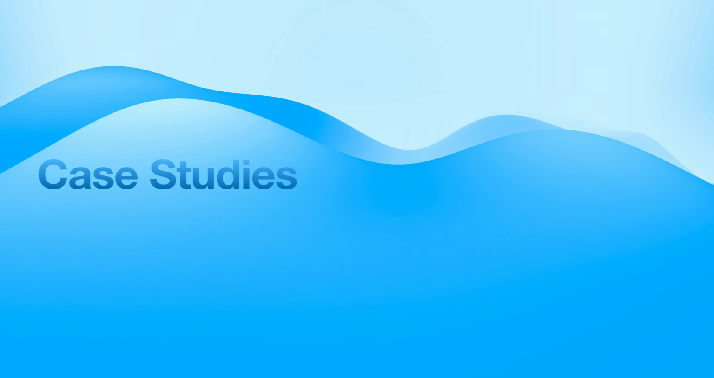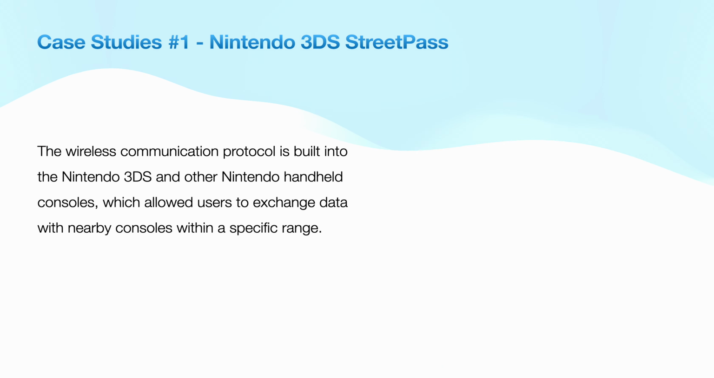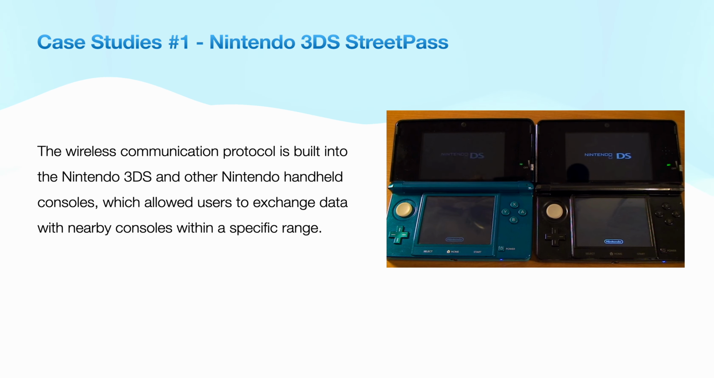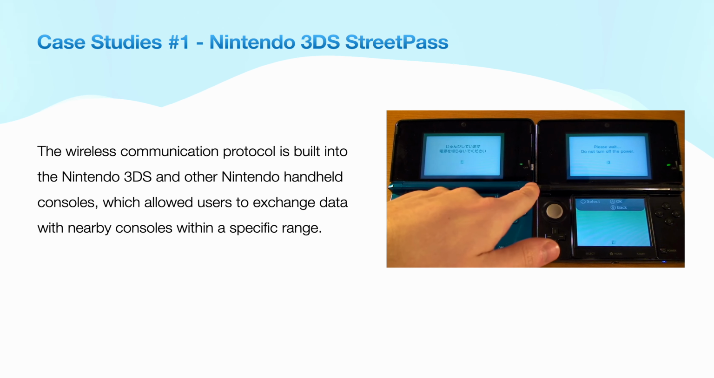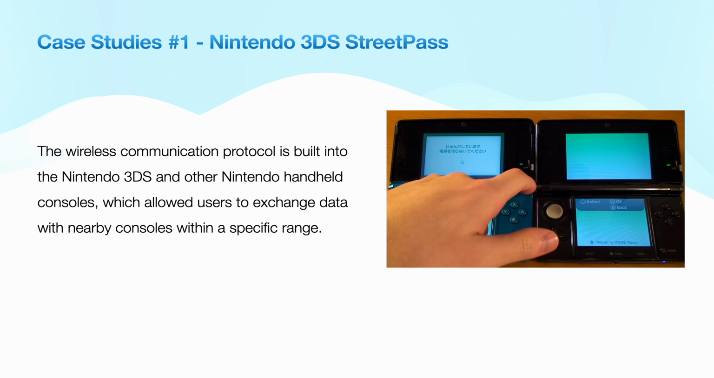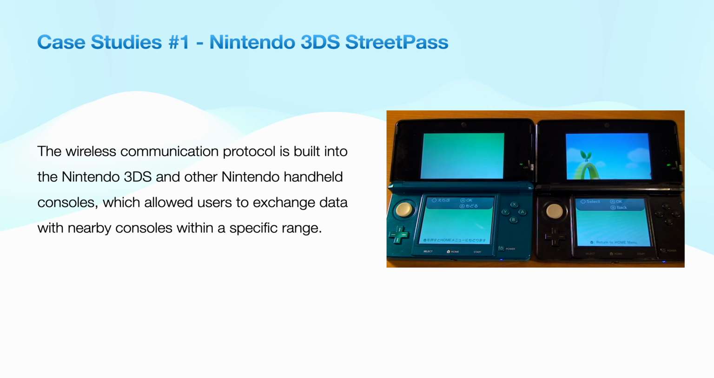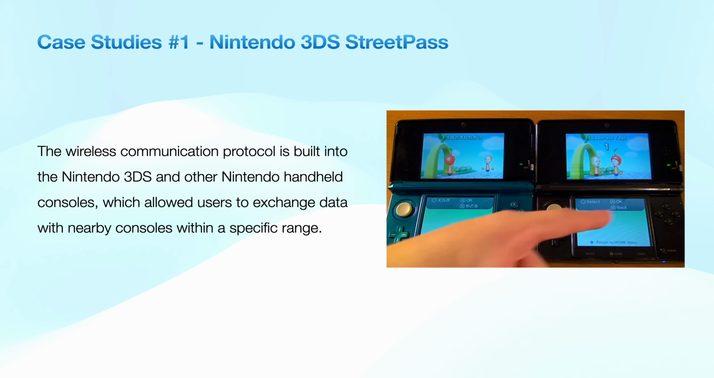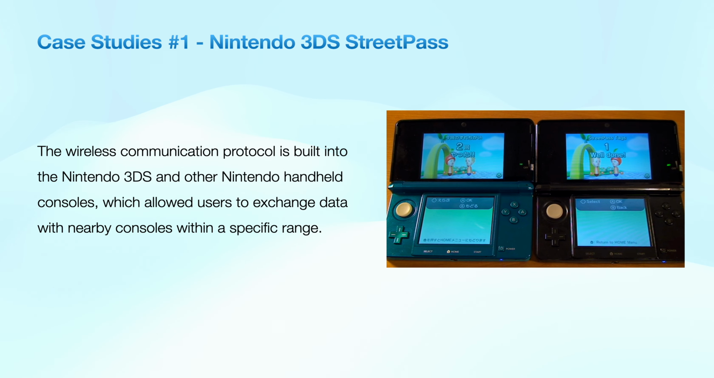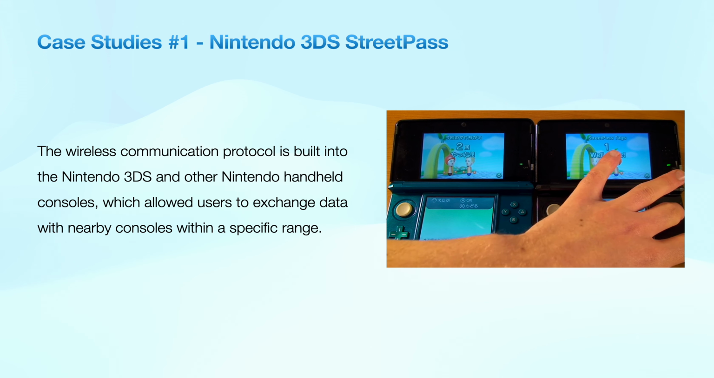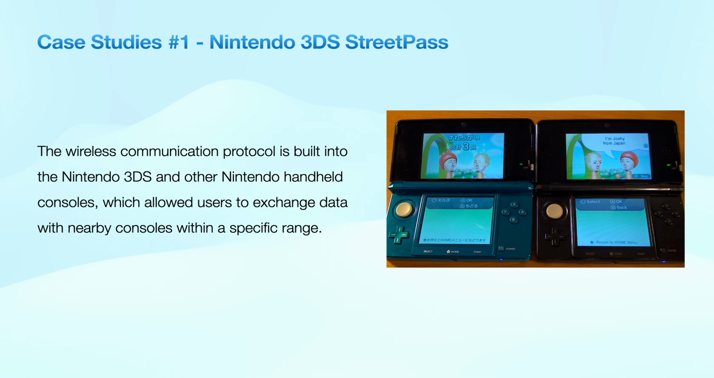So here are the case studies I did. Let's jump into the first one, which is the Nintendo 3DS StreetPass feature. This is a wireless communication protocol built right into the Nintendo 3DS or 2DS, which is also included in the 3DS family, and it allowed users to exchange data with nearby consoles within a specific range, like 50 meters.